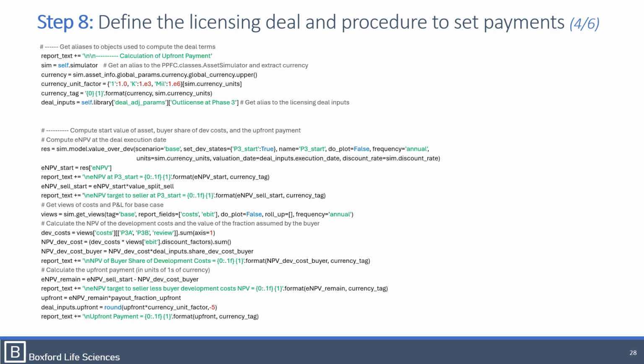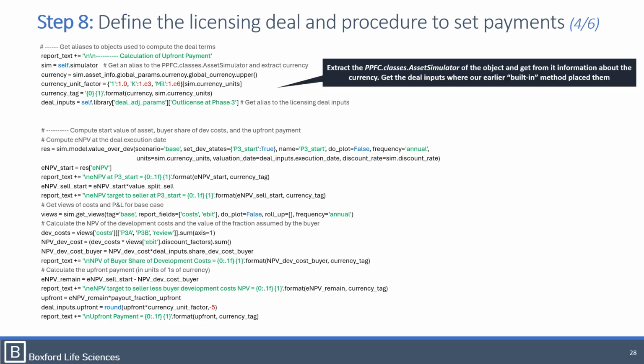Next, we get some information from the simulator that's stored within this GUI, that essentially has included in it the model and the assumptions around how to handle currency, etc. So we get an alias to that simulator, and we also extract from it certain information around what kind of currency we're reporting in, global units, what are the units that we're using, etc. So we do that information next.